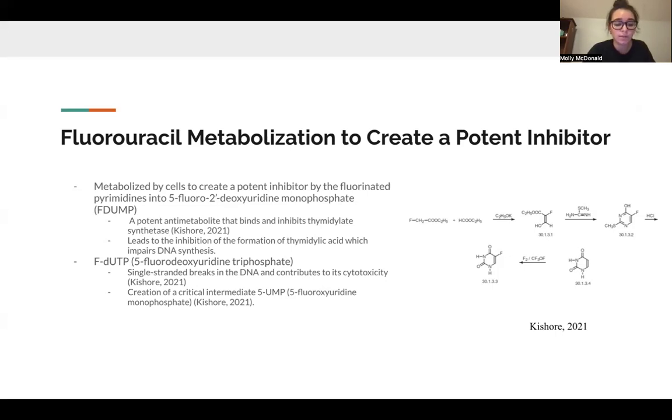FdUTP, also known as 5-fluorodeoxyuridine triphosphate, can also be incorporated into DNA, which creates many single-stranded breaks in the DNA and contributes to its cytotoxicity. Fluorouracil metabolism can also create a critical intermediate called 5-UMP, which is phosphorylated and then incorporated into RNA to interfere with RNA's cellular functions.